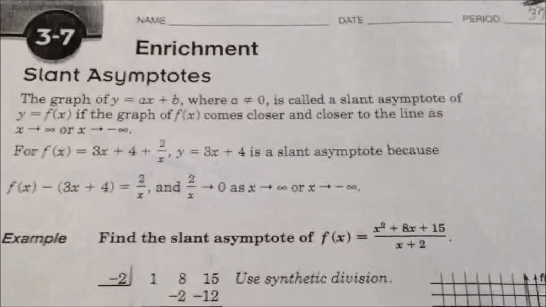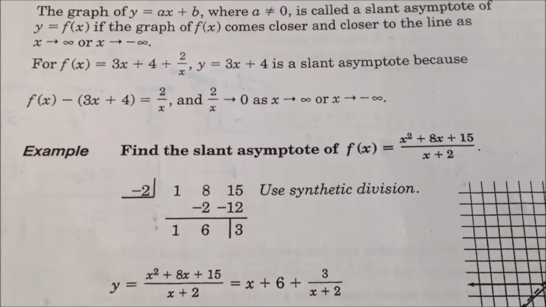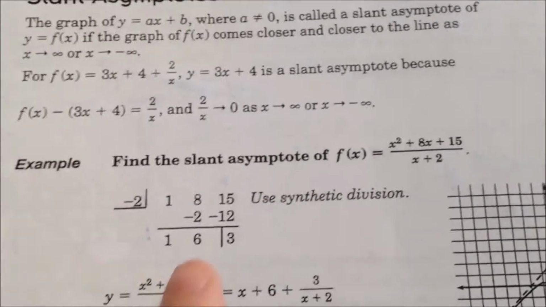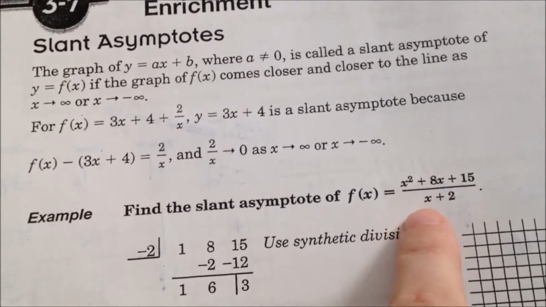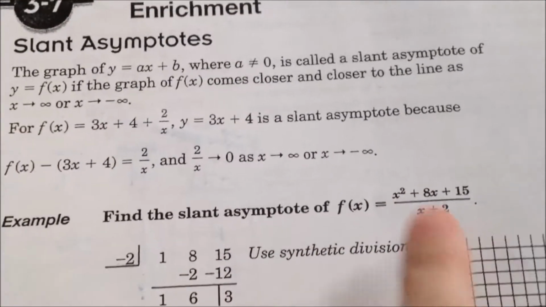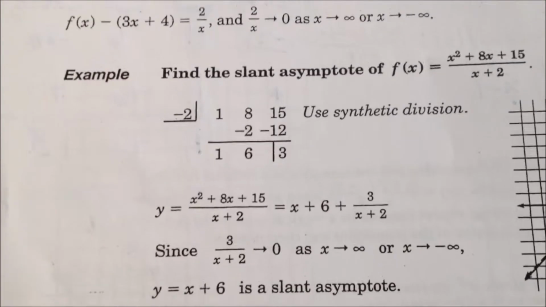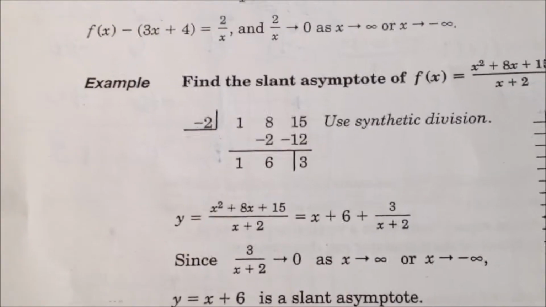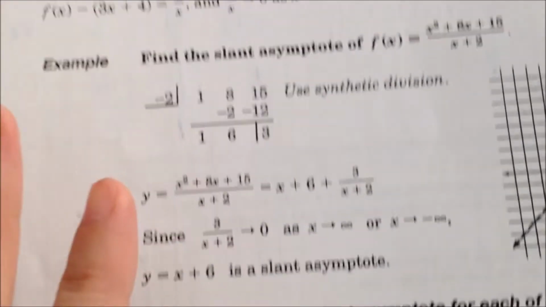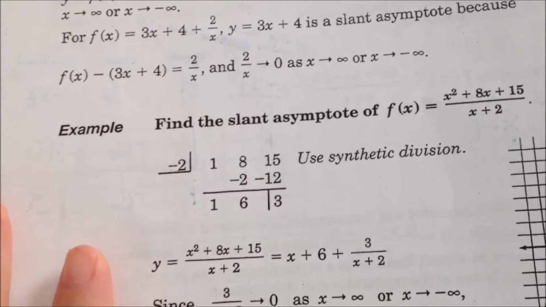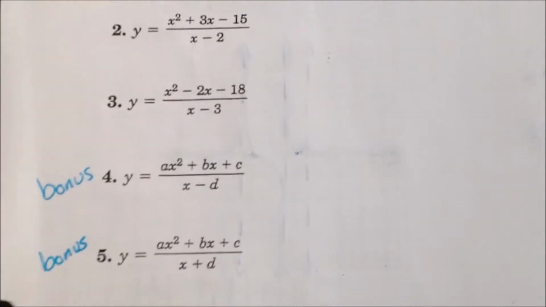Okay, last note. This last page is pretty self-explanatory, but I want to remind you of a couple of things. First of all, for synthetic division, the number that goes in here is the opposite of this. It's the value that would make this equal 0. So if this is x plus 2, it'll be -2. If this was x minus 2, it would be 2. So don't forget that. Also, it only has a slant asymptote when the degree of the top is exactly 1 more than the degree of the bottom. Now that's true for all of these, but if it's not true, then it won't have a slant asymptote, so be aware of that.